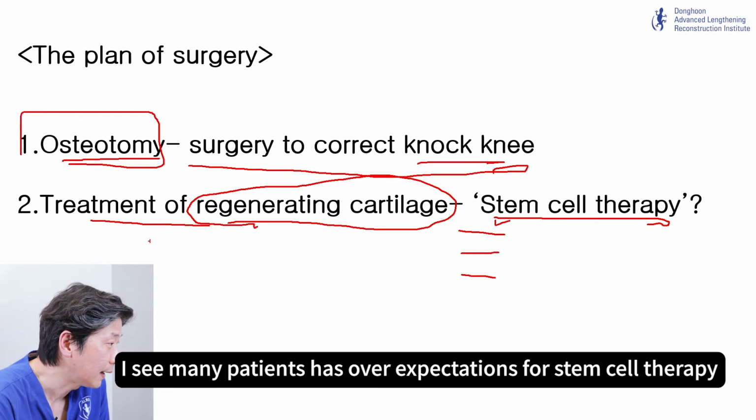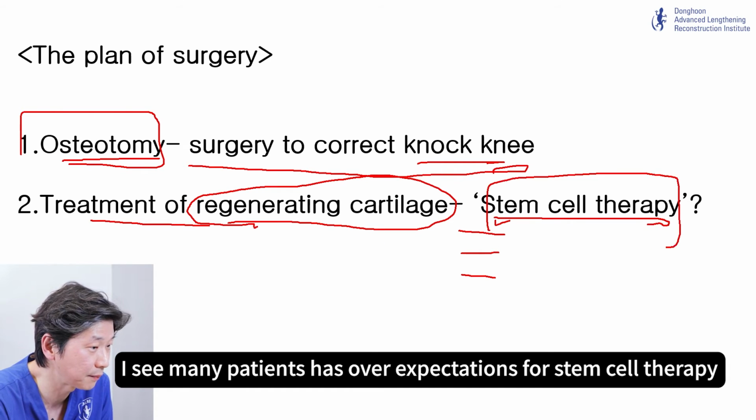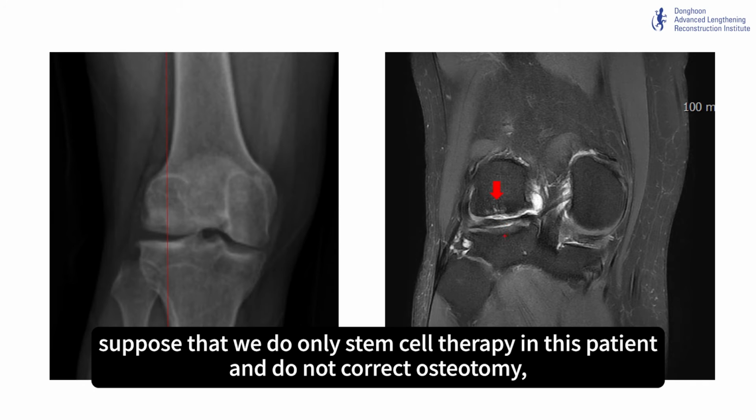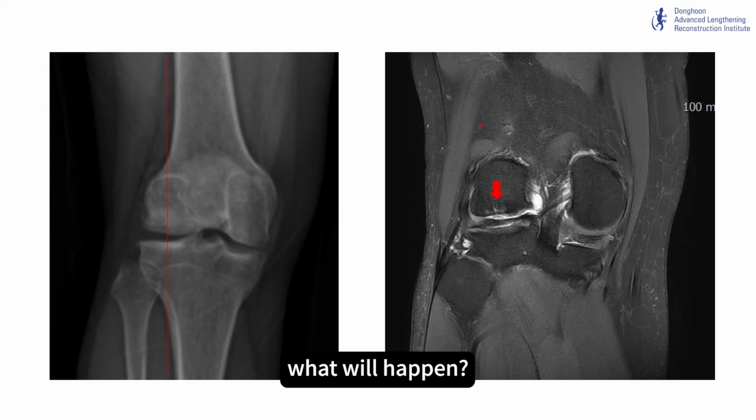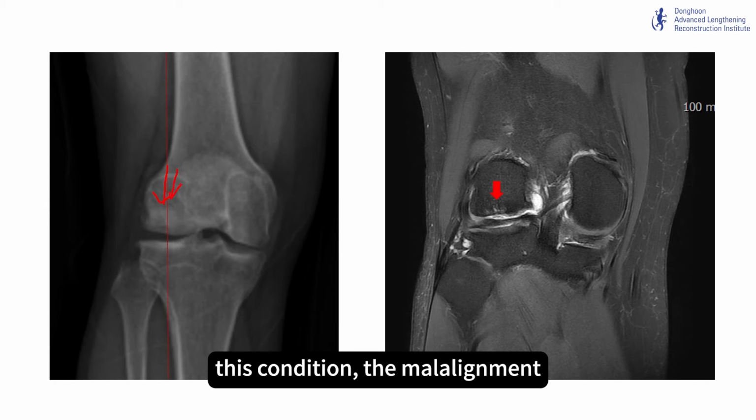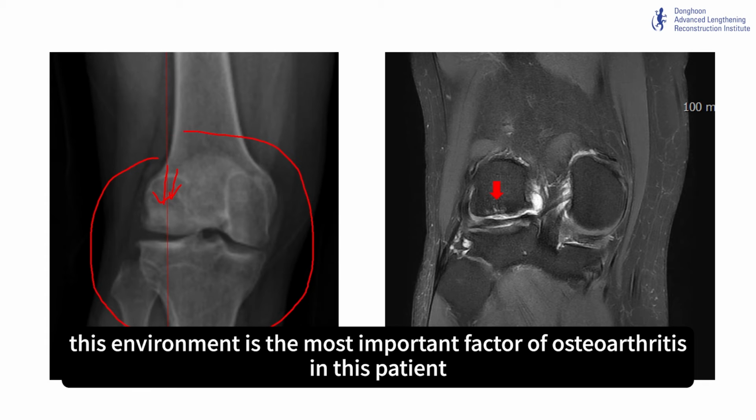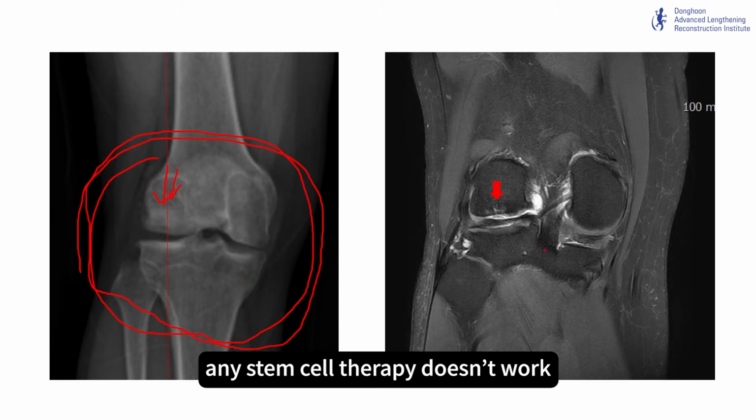most important thing. I see many patients have over-expectation for stem cell therapy. Suppose that we do only stem cell therapy in this patient and do not do corrective osteotomy. What will happen? This condition, the malalignment, this environment is the most important factor of osteoarthritis in this patient. Without correcting this condition, any stem cell therapy doesn't work.